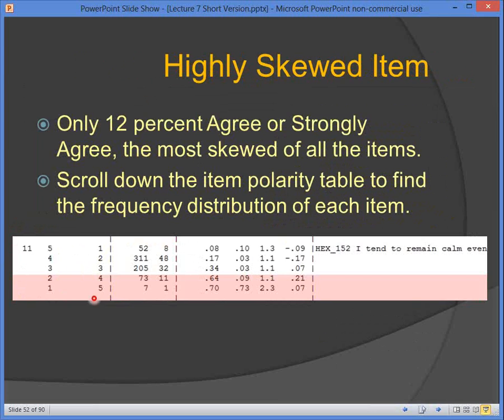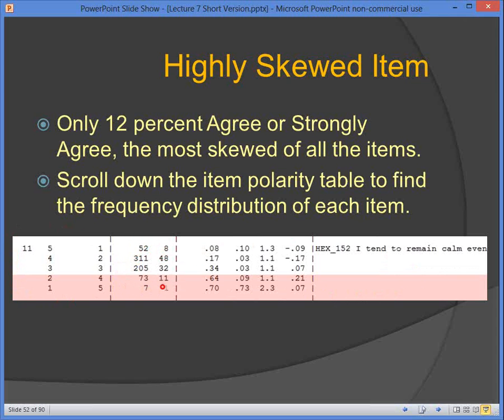And when you scroll down, you're going to receive a frequency table for each of the items in the analysis. And this is a little excerpt that shows this item, item 11. And we can see that, in fact, this item is very skewed.